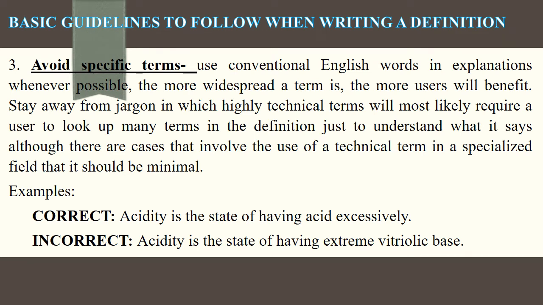These are the examples. This is the correct definition of the word acidity: acidity is the state of having acid excessively. And the incorrect one: acidity is the state of having extreme vitriolic base.